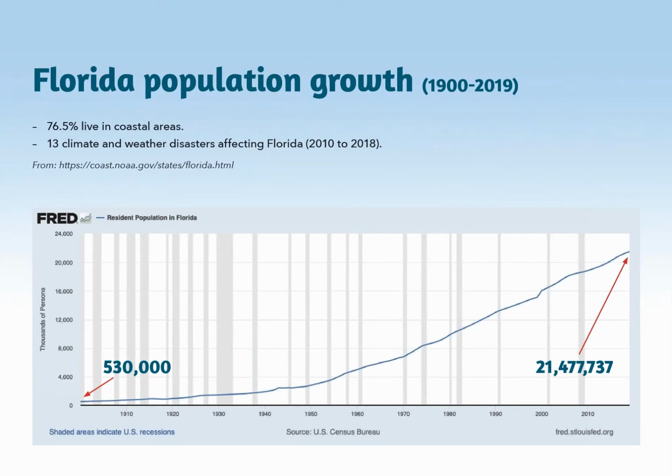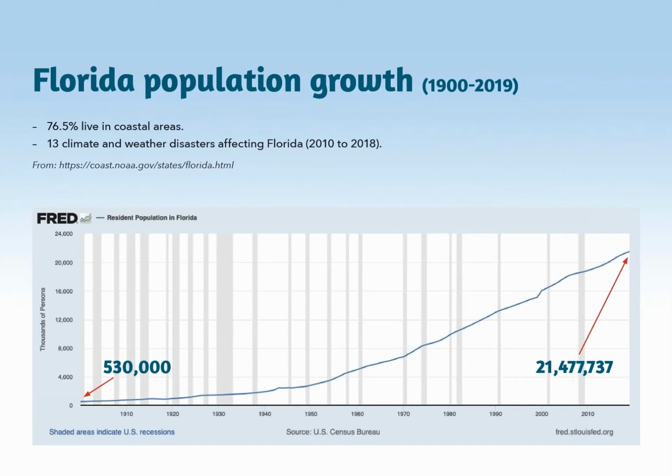Another thing to think about when you think about population growth is that almost 80% of everybody that moves to Florida lives in a coastal area or close to the coast. And when you combine that with sea level rise and the increased incidence of dramatic weather events, it's a problem. We've had 13 climate and weather disasters in 8 years between 2010 and 2018. And that's 2-year-old data, so that doesn't count anything from the last 2 years.